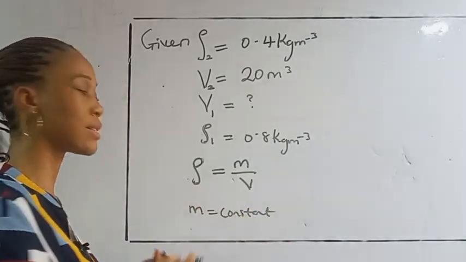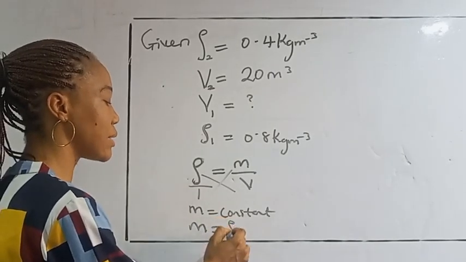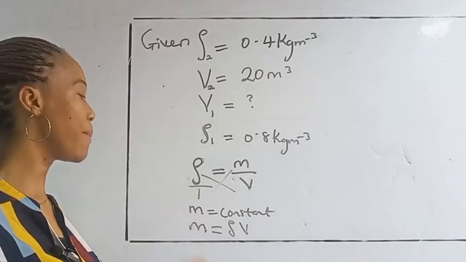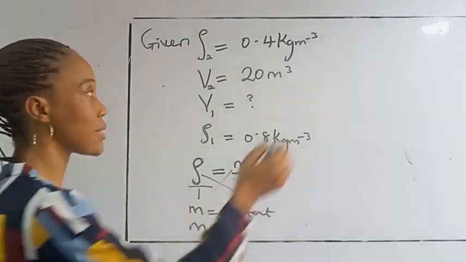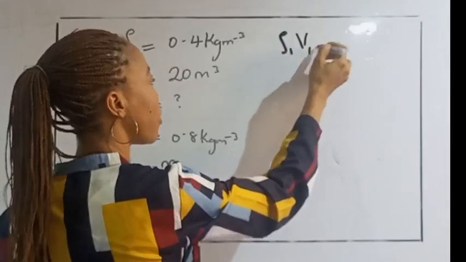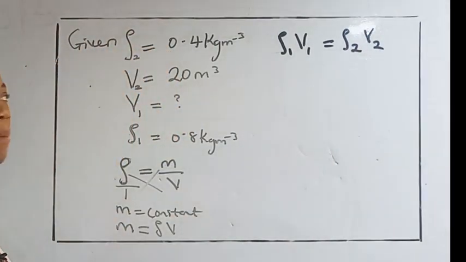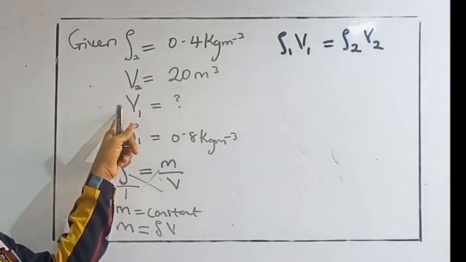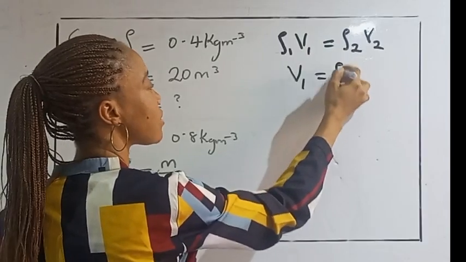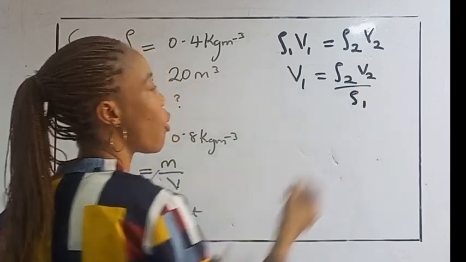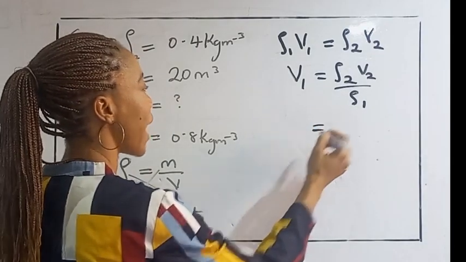And if m is constant, what do we do? We can cross multiply this and have that m is equal to density times volume. So since mass is constant, density 1 times volume 1 is equal to density 2 times volume 2. This is what you will use to solve this particular problem. Now make V1 the subject of the formula, so V1 will be, you divide both sides by rho 1, that's rho 2 V2 over rho 1. That is all. Then you input your values to get the volume we are looking for.